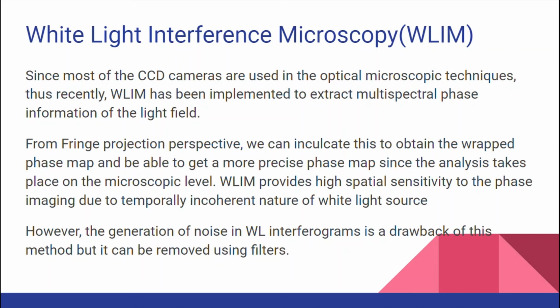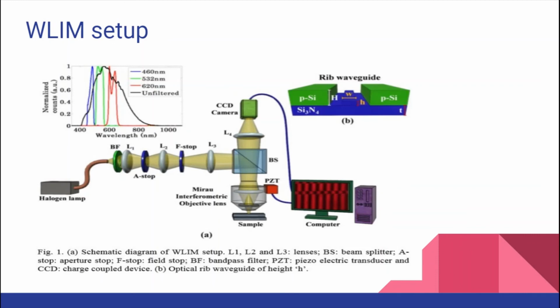Now, white light interference microscopy also provides high spatial sensitivity to the phase imaging due to the temporally incoherent nature of the white light source. But the problem with this is that whatever spectral curves we obtain are very prone to noise because of white light noise. It is the same Gaussian noise that we have studied. But people have recently come up with methods to remove that white noise with the help of filters, the natural filters.